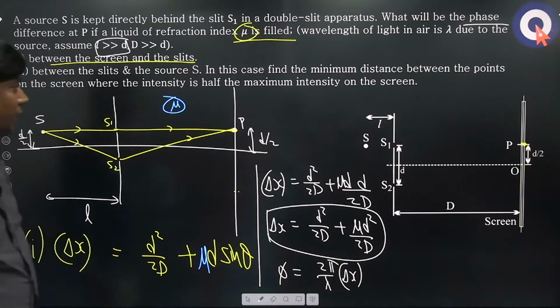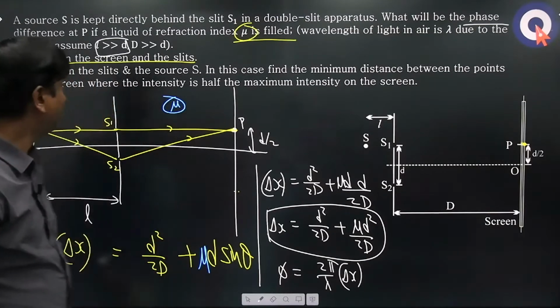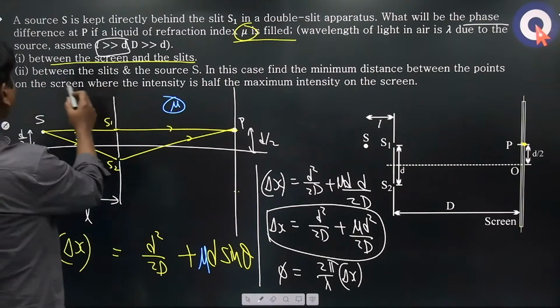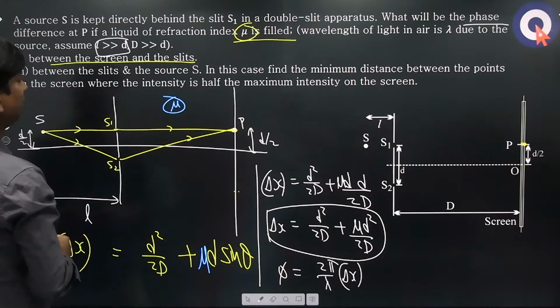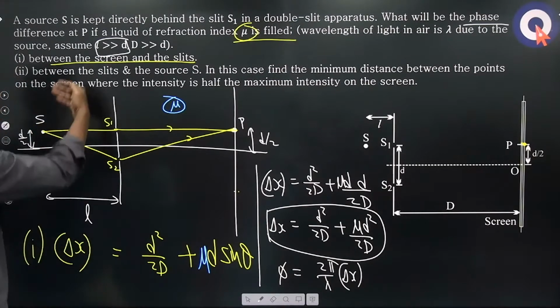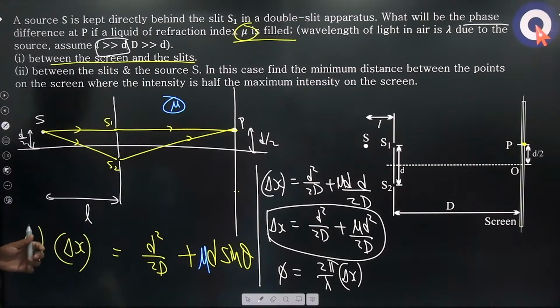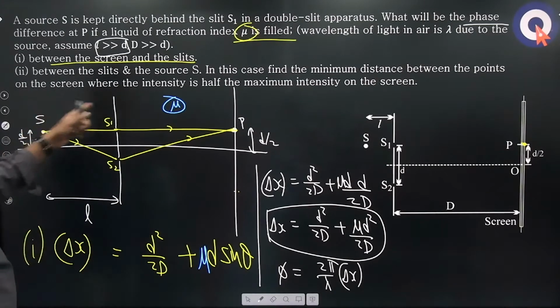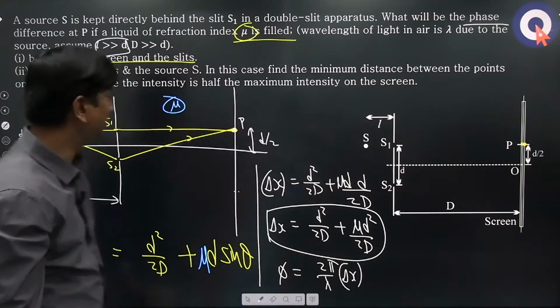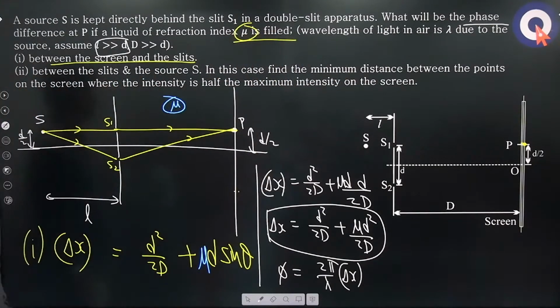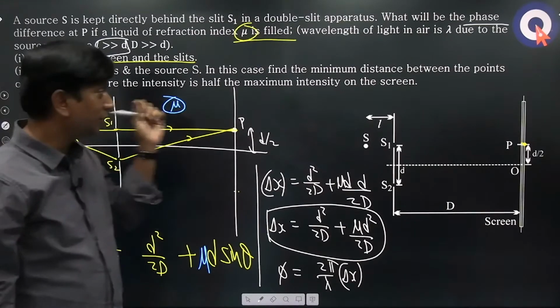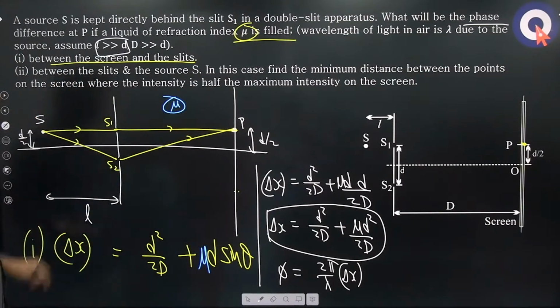Next, in the second bit they are asking the same thing, but now whatever the medium is, it is filled between the source and the slits. If you fill it there, what happens? That time also we will try to write the conditions, and in this case find the minimum distance between the points on the screen where the intensity is half the maximum intensity on the screen. So that is also the second bit. Just see this question, right? We'll solve the second bit also.